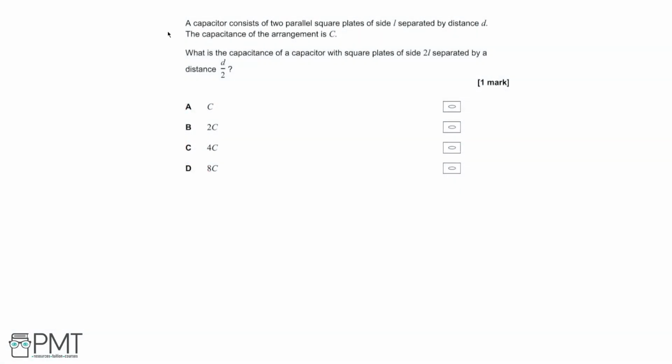This question is about capacitors. The question says, a capacitor consists of 2 parallel square plates of side L separated by distance D. The capacitance of the arrangement is C. What is the capacitance of a capacitor with square plates of side 2L separated by a distance D divided by 2?